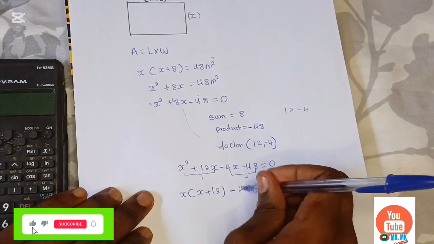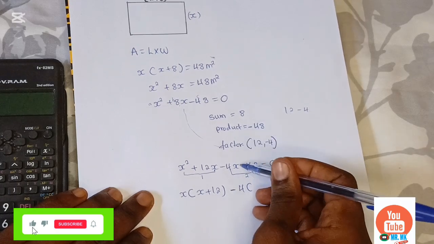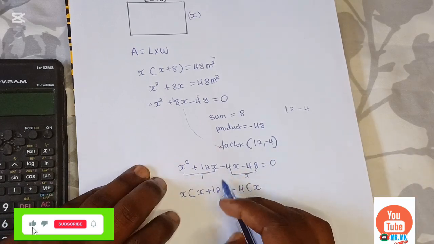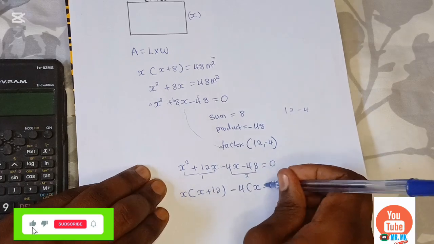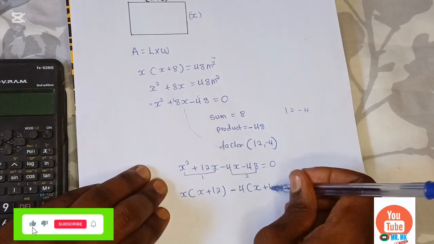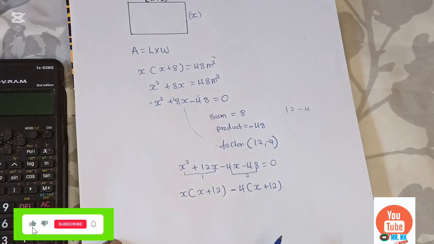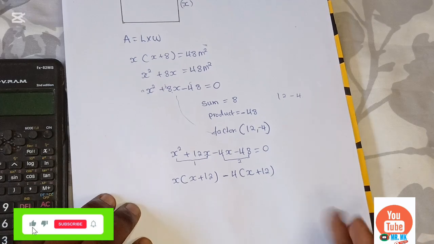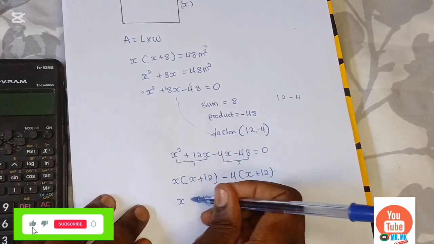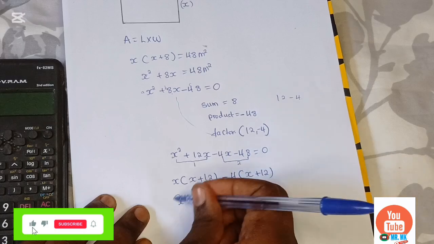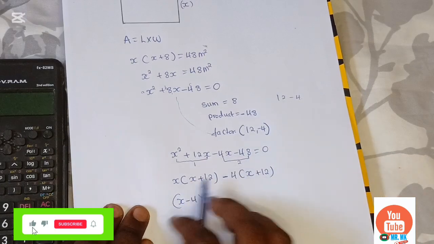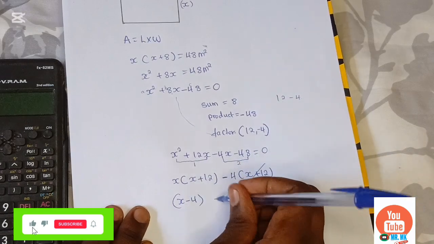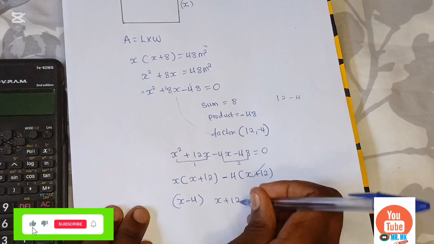Minus, here which is common? 4 is common. Now 4x divided by 4, I will remain with x. Here you need to be very keen. Negative multiplied by a negative will give you a positive. Now 48 divided by 4 is 12. Now you take what is outside the bracket: x and negative 4. Now you close the bracket. If this one and this one are the same, just pick one. That is x plus 12.